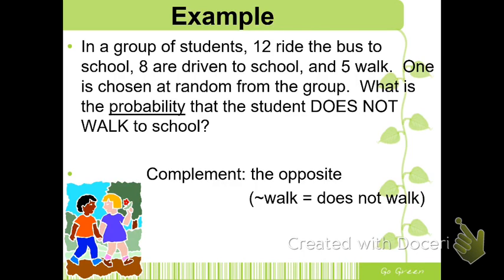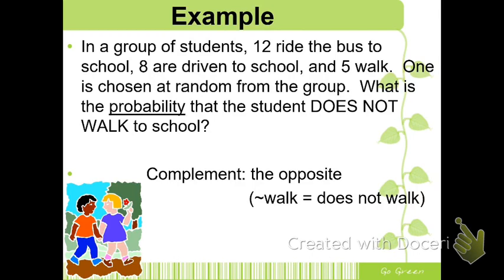And our last example here. In a group of students, 12 ride the bus to school, 8 are driven to school, and 5 walk. 1 is chosen at random from the group. What is the probability that the student does not walk to school? There's 2 ways to solve this problem.